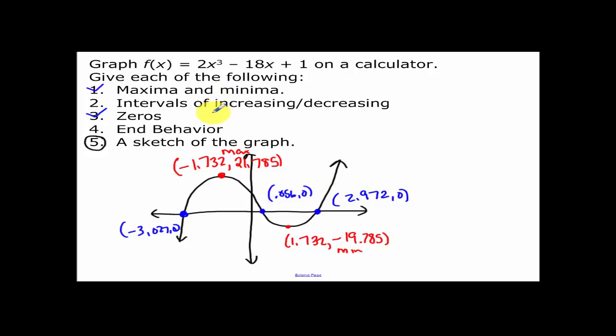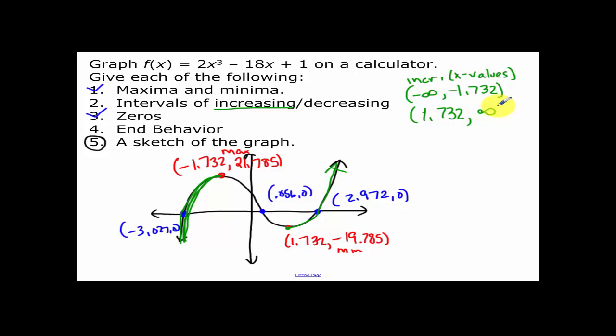Let's get the intervals of increasing and decreasing. So the intervals of increasing, and I'm going to give these in interval notation, from -infinity to -1.732. And you're just giving the x values here. You're telling me for what x is y getting bigger. And then I'm increasing again from 1.732 to +infinity.